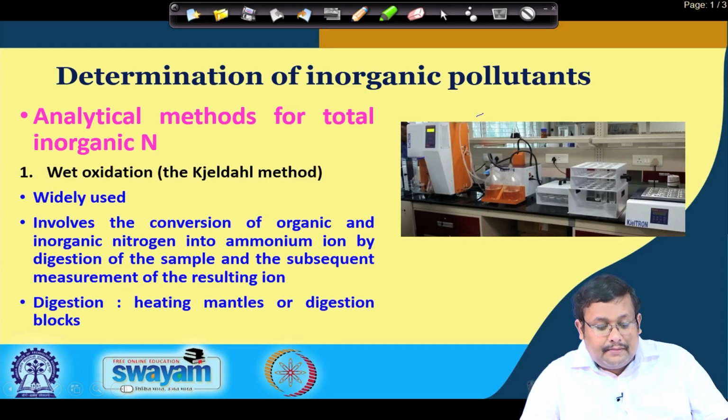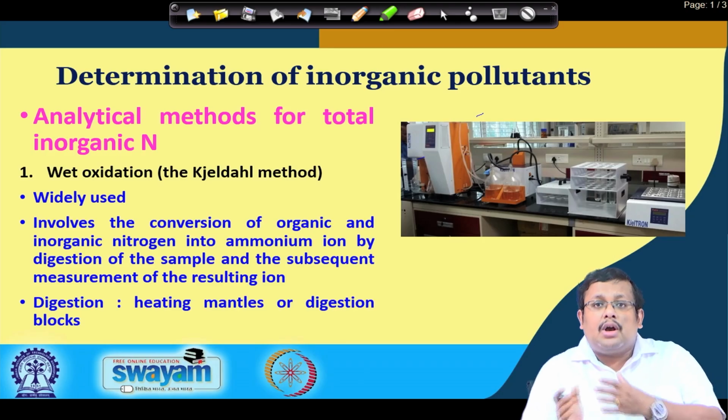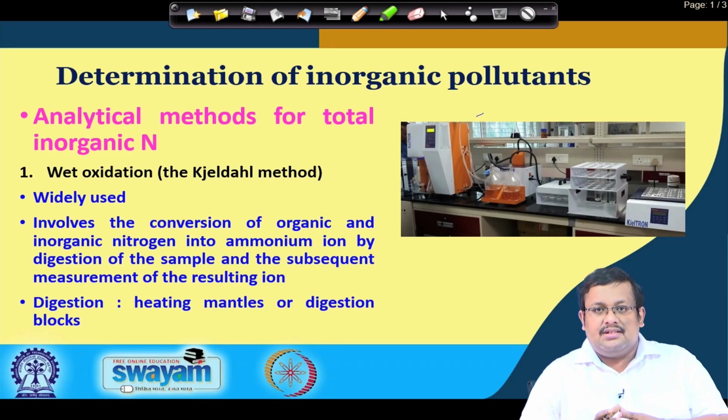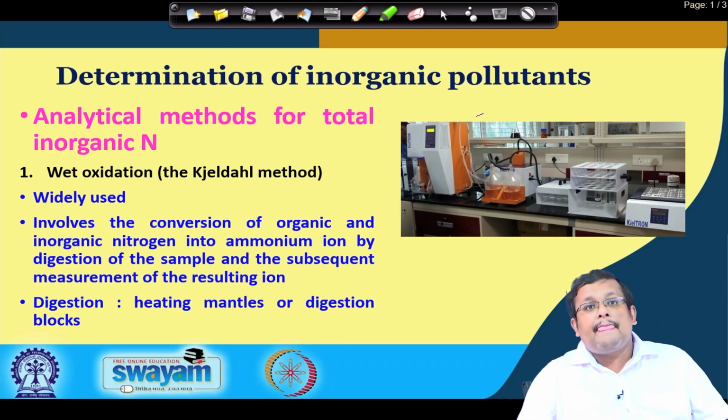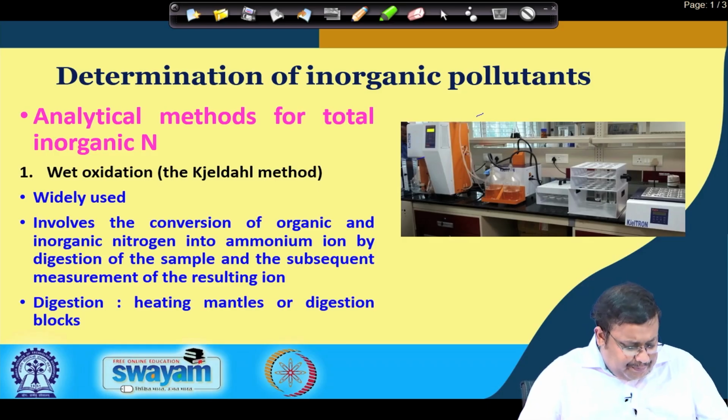Now, another method for measurement of inorganic nitrogen. Now, we are talking about the total nitrogen. In the total nitrogen, generally we follow two methods. One is the wet oxidation method, another is the Dumas method. Now, let us first discuss the wet oxidation method, also known as the Kjeldahl method.